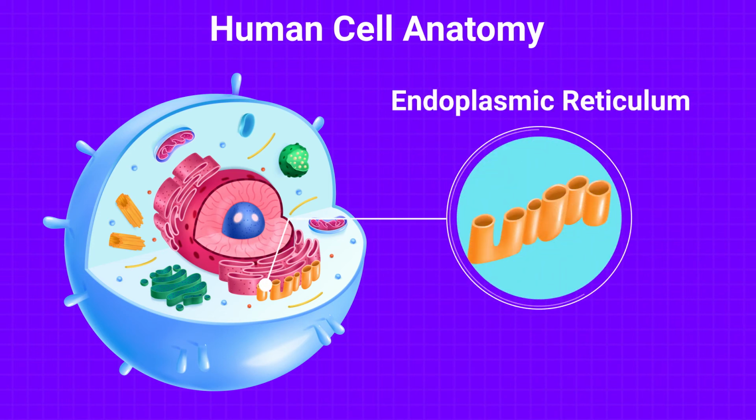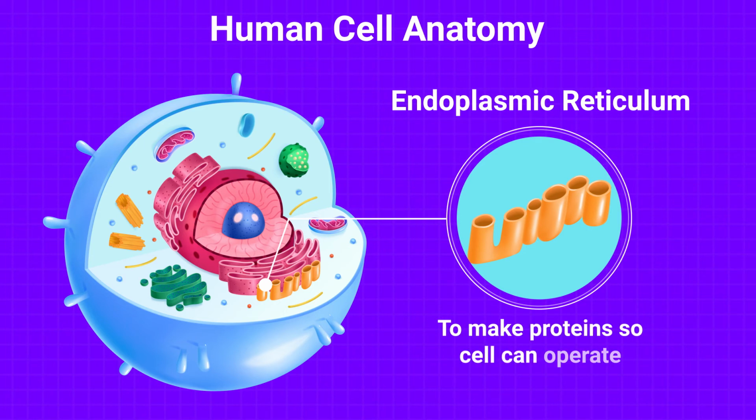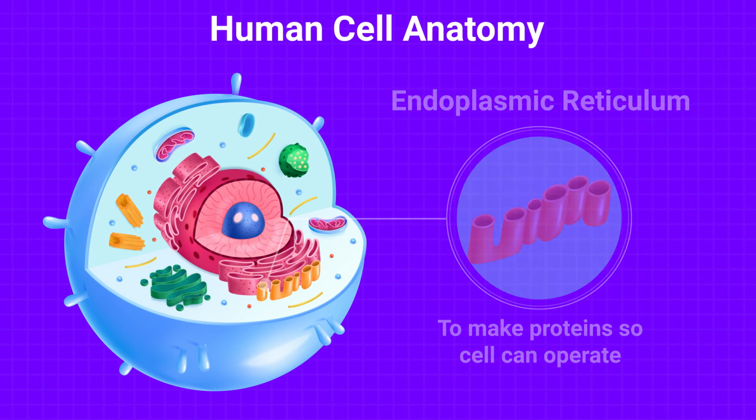Endoplasmic reticulum, rough and smooth in general. The endoplasmic reticulum's job is to make proteins so that the remainder of the cell can operate. It can be smooth or rough. Ribosomes, which are little spherical organelles with the job of producing those proteins, are found on the rough endoplasmic reticulum.